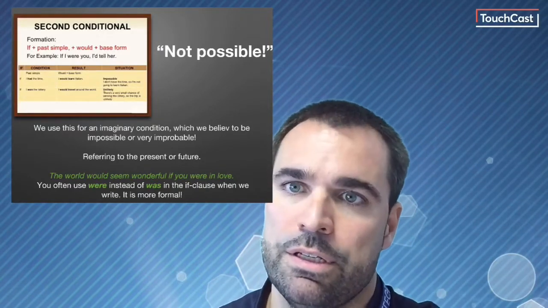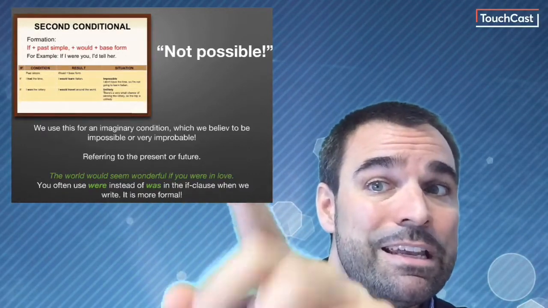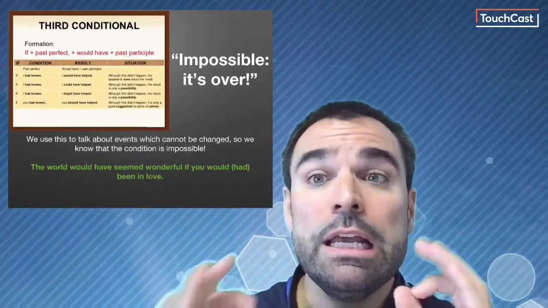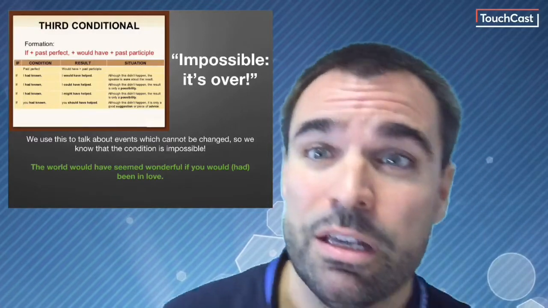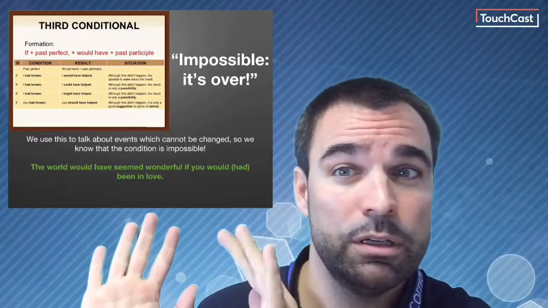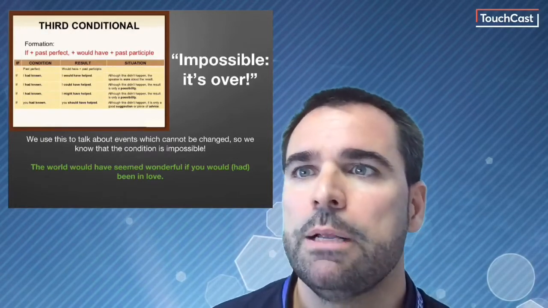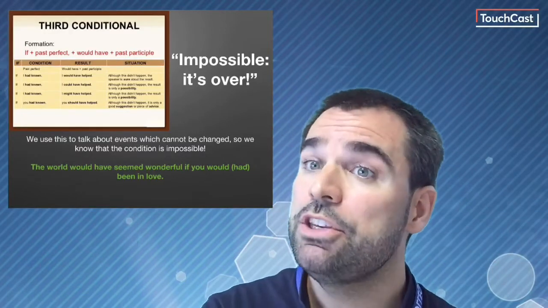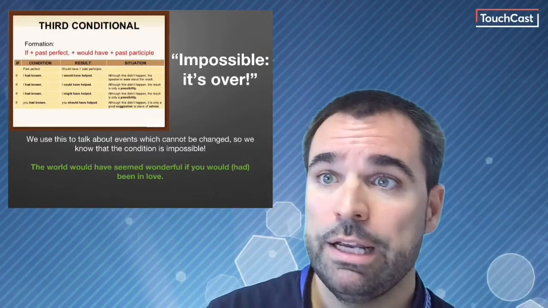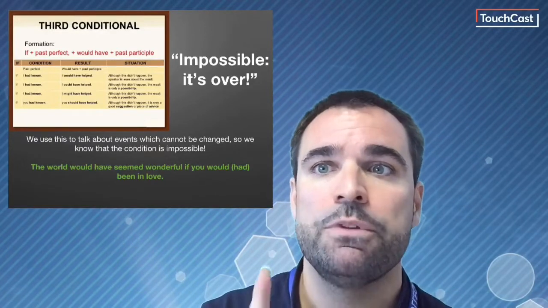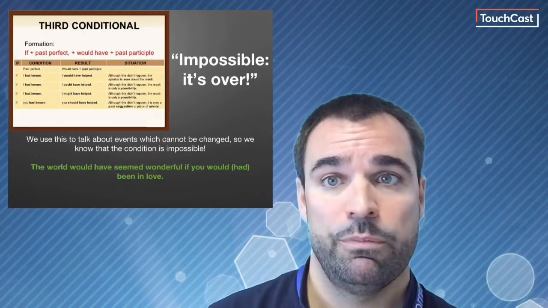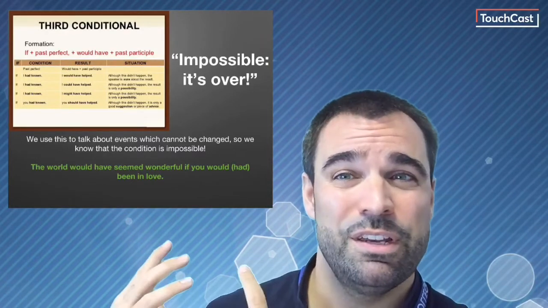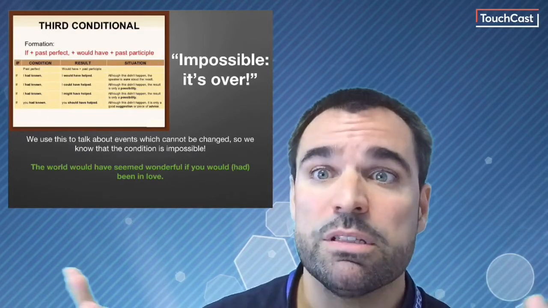Let's take a look at the third conditional. The second was the one for it's not possible, or at least improbable that it happens. Now the third one is really impossible. You just can't change it. Why? Because it happened. It's over. You can't change that, okay? We use it to say that something cannot be changed. So we know that the condition is impossible. The world would have seemed wonderful if you had been in love, but you were not. So we know you were not. The condition is just not possible, all right? Impossible.